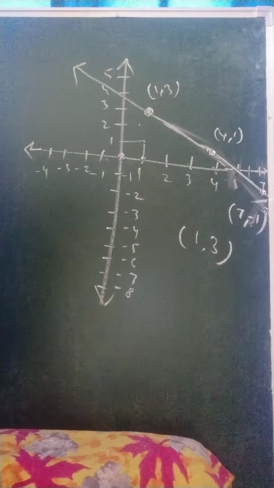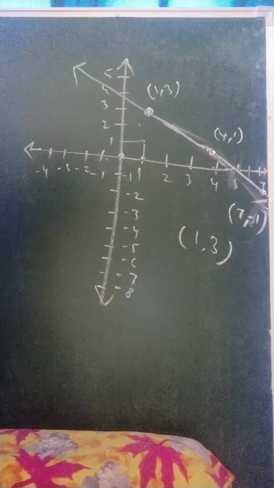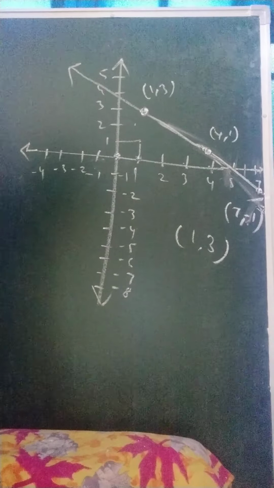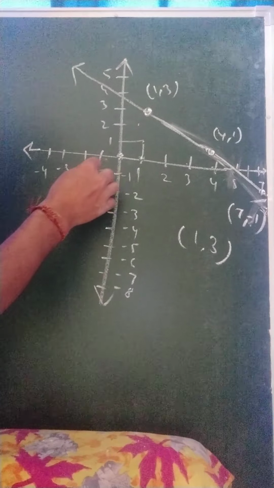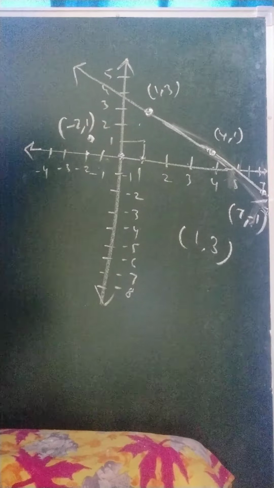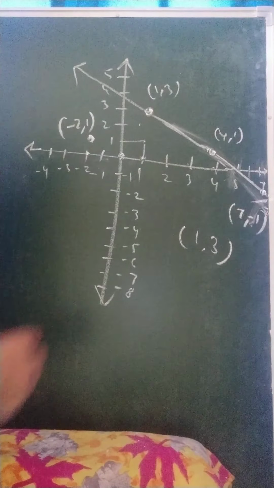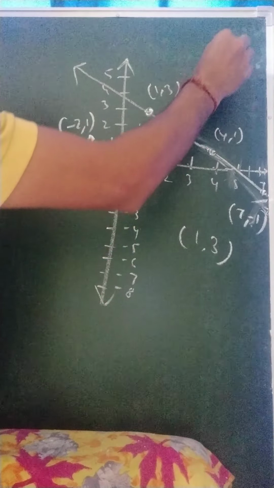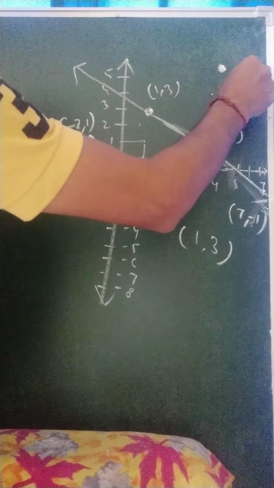Now, students, let's go for the second table. Again, for the second table, (1, 3) is here. Then (-2, 1), -2 means (-2, 1). Here you will get (-2, 1). And the third point (4, 5). 1, 2, 3, 4, 5. Here you will get (4, 5).